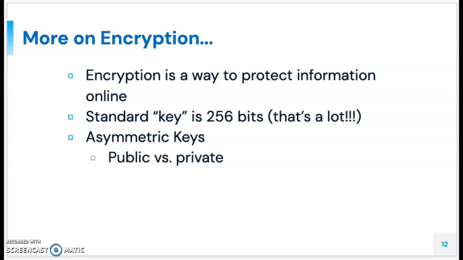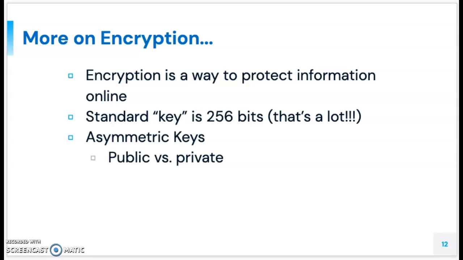Asymmetric keys are something a little bit more complex, but asymmetric keys essentially means that when you go online, there are two types of encryption keys that your computer has access to, a public and a private key. And I have a really good video in the sources from Khan Academy that is a great way to explain this. But basically, asymmetric keys allow for you and others to use public encryption when necessary.